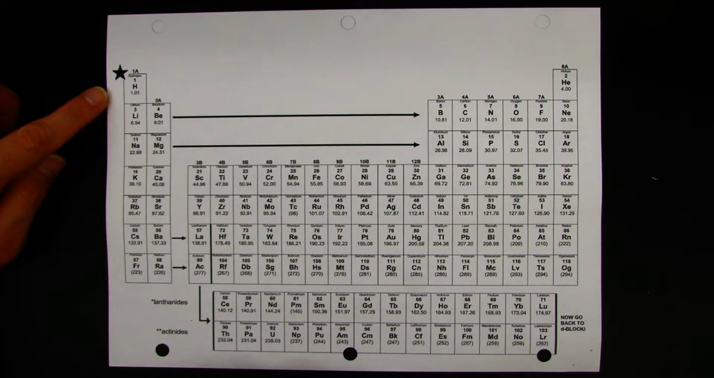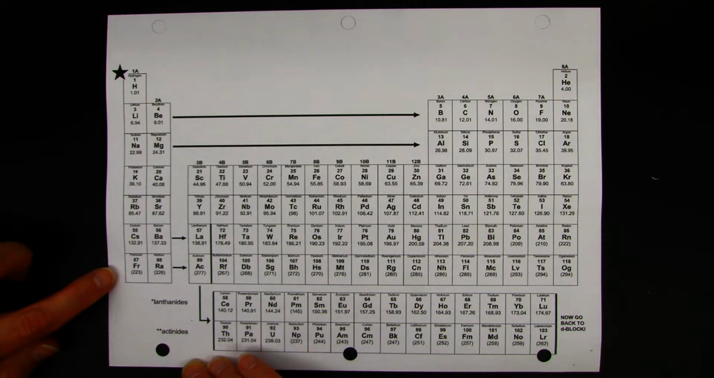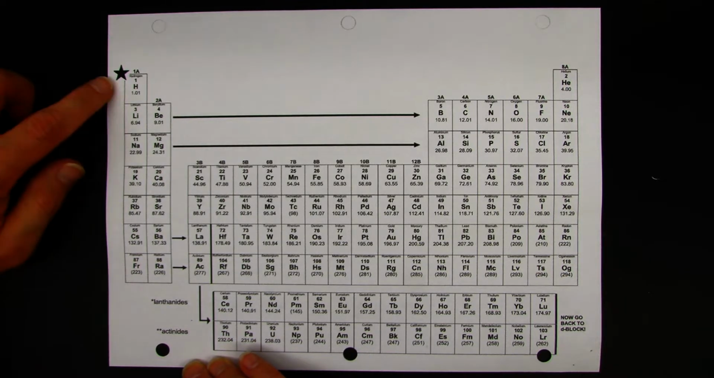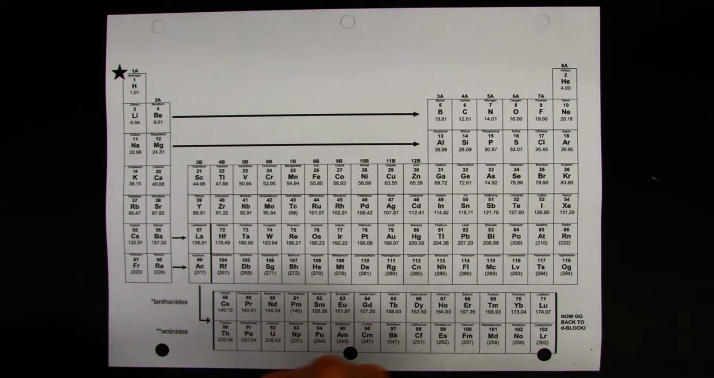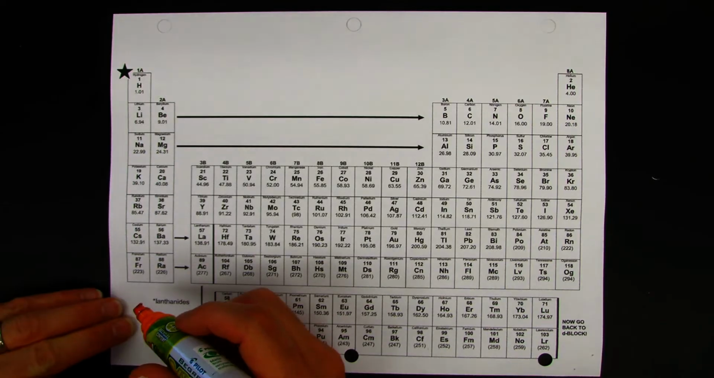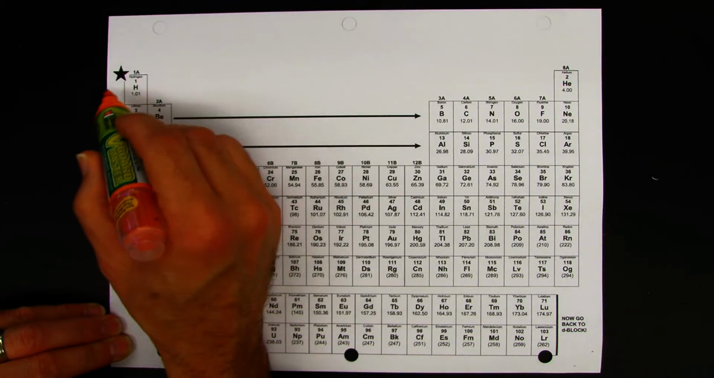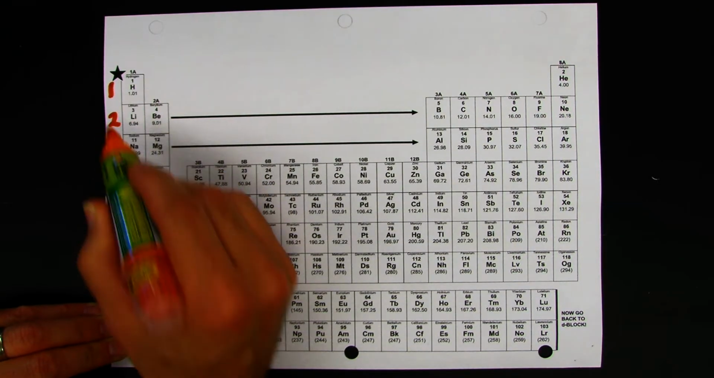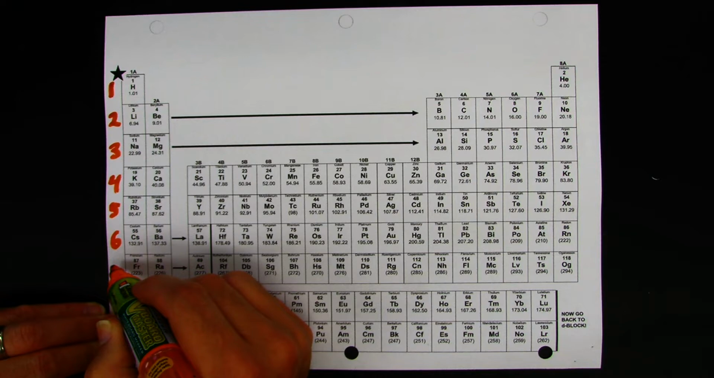On your periodic table, along the left-hand side, you will see that the rows are numbered, and we call these rows periods. So each period or row has a number. We're going to number from 1 to 7 on the bottom. If you have your own periodic table, you can number this as well. Yours may look a little bit different than mine, but that's okay. So we're going to put a 1, a 2, a 3, a 4, a 5, 6, and 7.